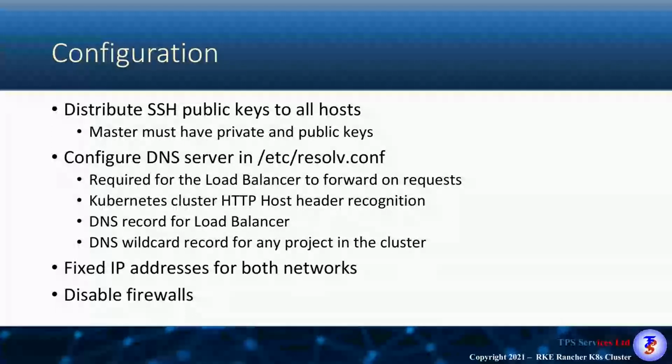All the machines need a fixed IP address. We don't want the addresses changing because that will just mess up our cluster. And disable the firewalls. RKE will deal with any firewall information that needs to be set up for the cluster itself. If you've got firewalld running on a Red Hat machine, it's just going to mess you up. So disable firewalld and then let the cluster deal with it. And if you're on your Ubuntu machines, the UFW should be disabled as well.